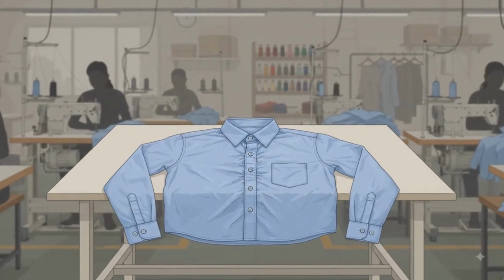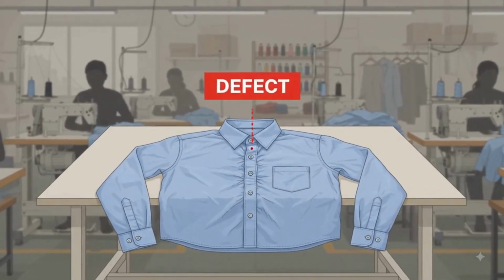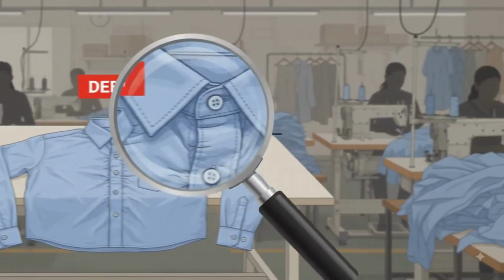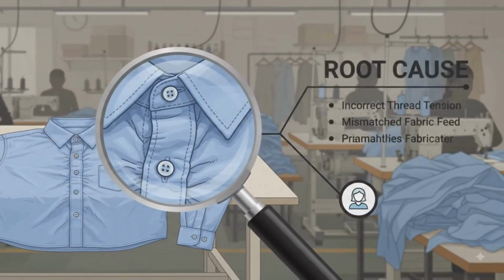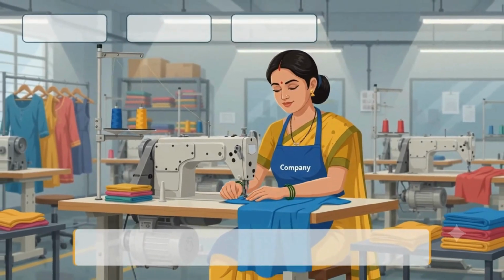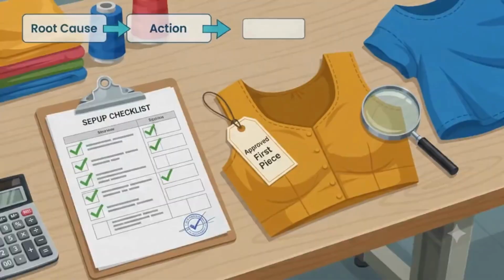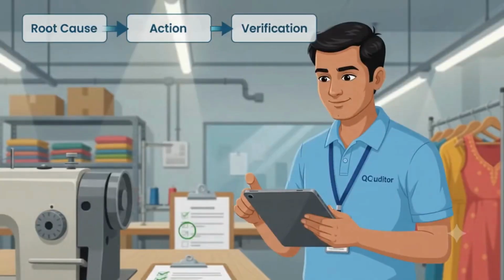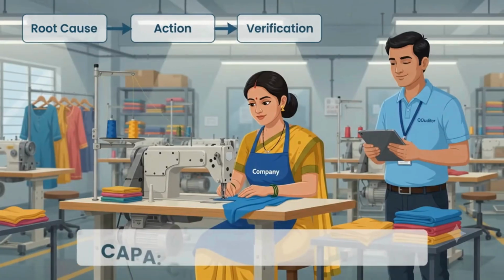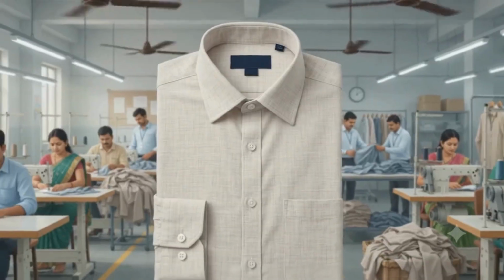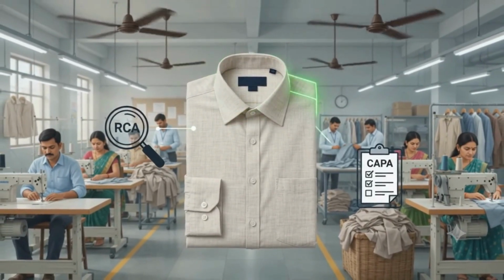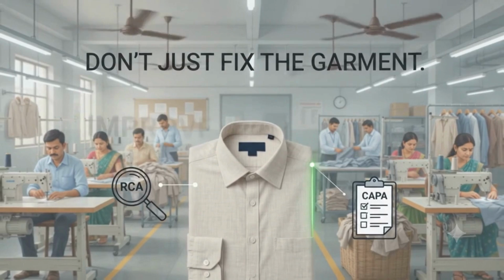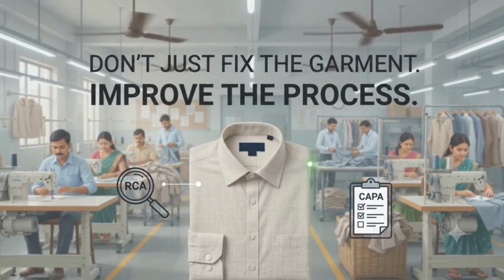A defect tells us what went wrong. RCA explains why it happened. CAPA changes the process, and verification confirms whether that change actually worked. Do not just fix the garment. Improve the process.